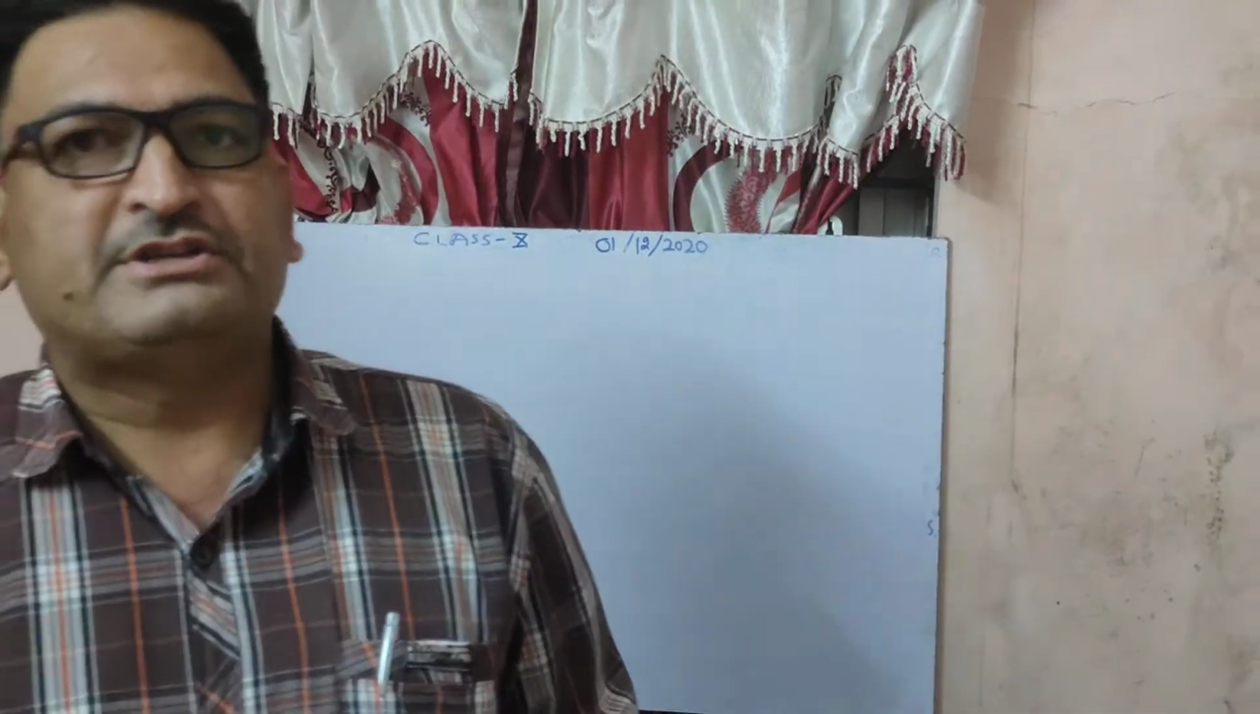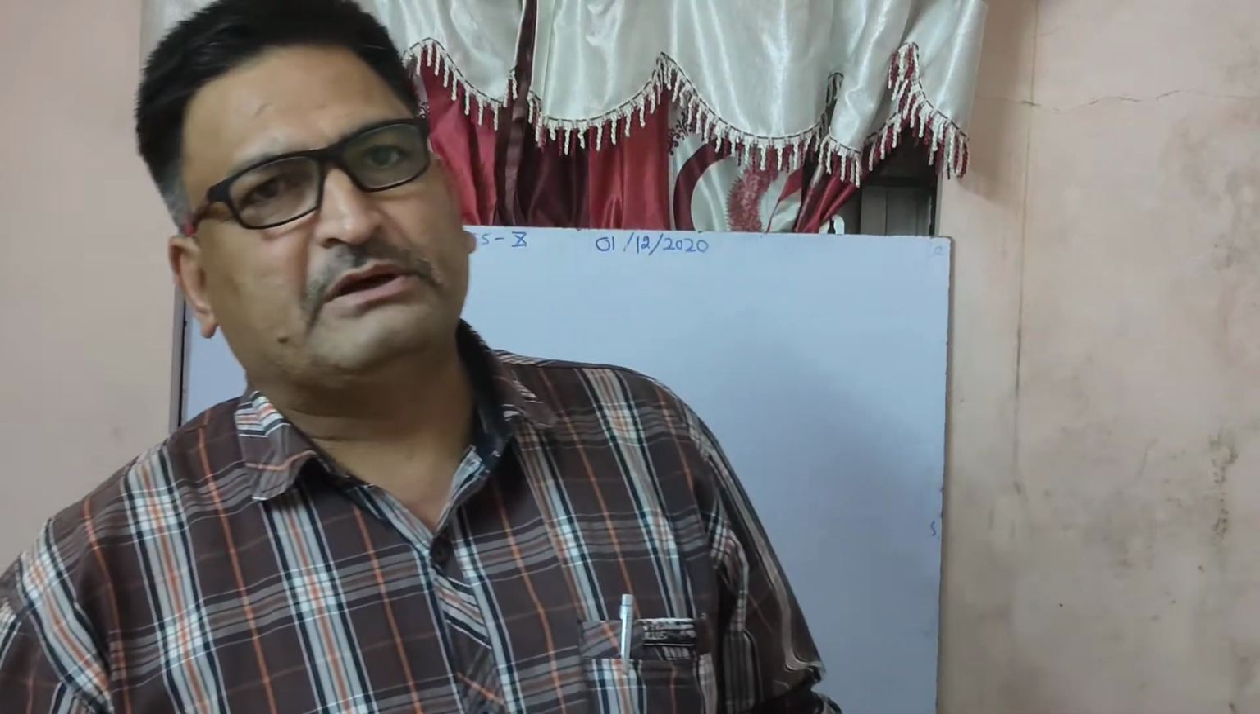If we need to remember the three main properties of the nature of the roots: first, if b square minus 4ac is more than 0, then the roots are real and distinct. Distinct means different. Second, if the discriminant, b square minus 4ac, is equal to 0, then the roots are real and equal. It means both the roots are the same.